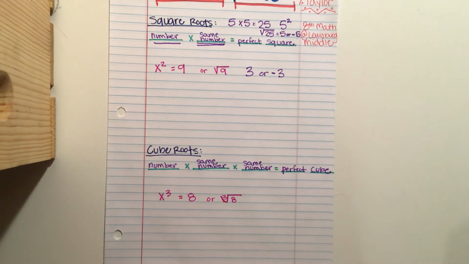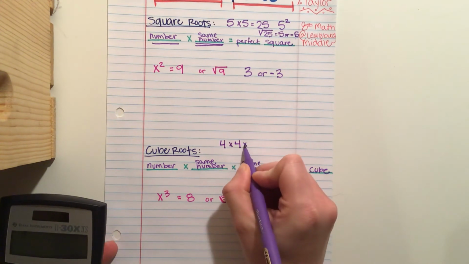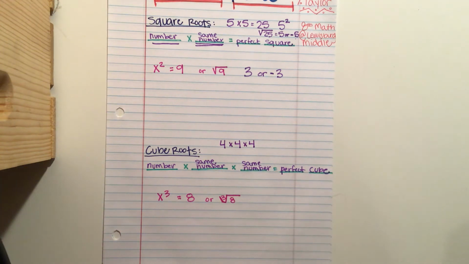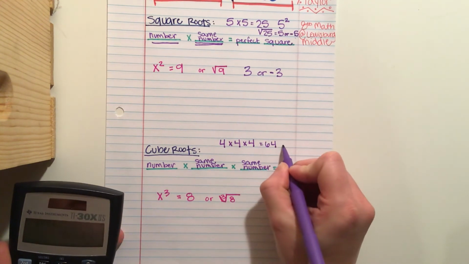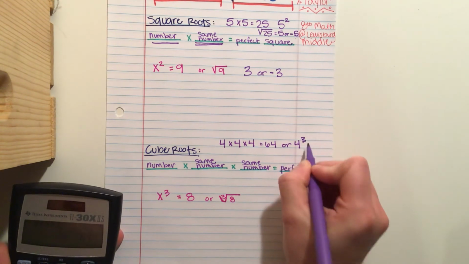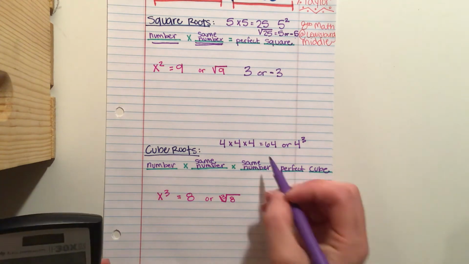So let's go over like we did at the top. When we're looking at cube roots, you know that a cube is a three-dimensional shape. So it's going to be multiplied 3 times. Let's go ahead and try, let's say 4 times 4 times 4. So when you work this out, you can still type it in your calculator, 4 times 4 times 4, and get 64. Or you can say 4 to the third power, because 4 to the third power is the same thing as saying 4 times 4 times 4, and you get 64.